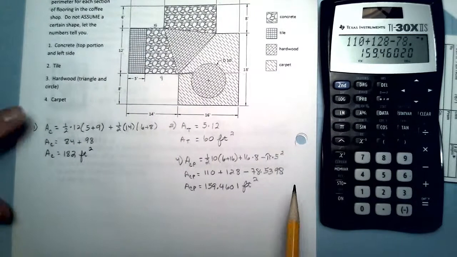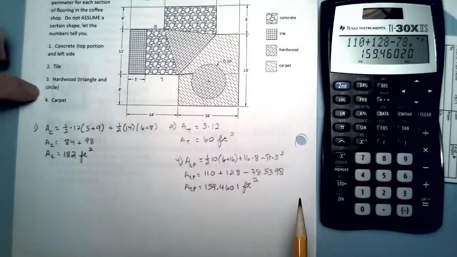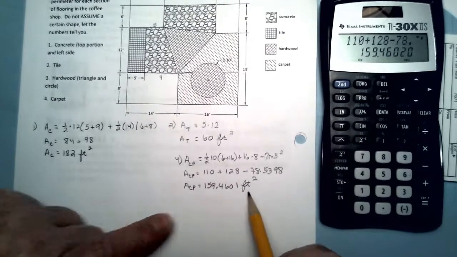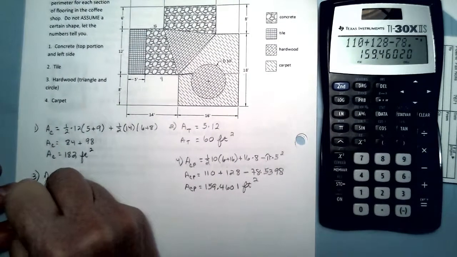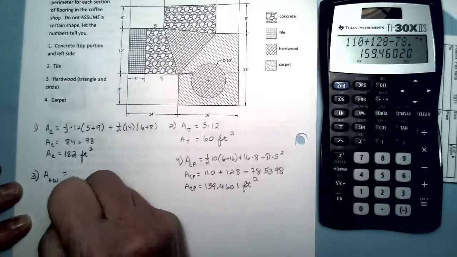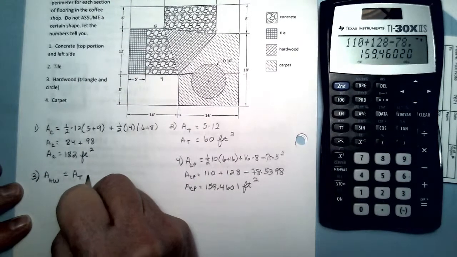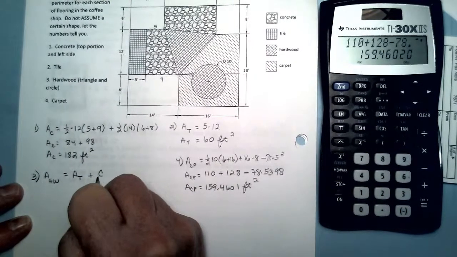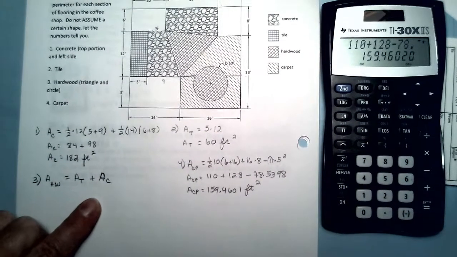Okay. So let's go over and do now the hardwood, which is the triangle plus the circle. Well, isn't that great? I already have the circle done. So this is for the area of the hardwood. It's going to be equal to the area of the triangle plus the area of the circle, and the area of the circle is right there. So I'm going to be making use of that.